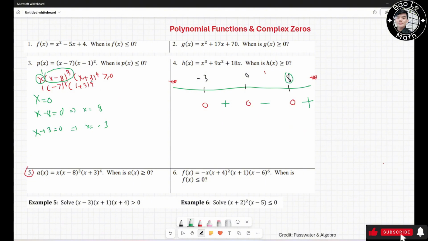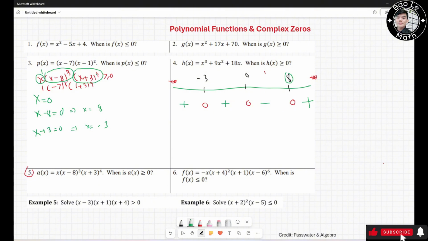Alright, now the last one, at negative 3, it's going to be right here. And you see that the multiplicity for this is an even power. So for any function passing the zero with a multiplicity of an even number, the sign does not change. So this one positive, this one must be positive. So keep that in mind.